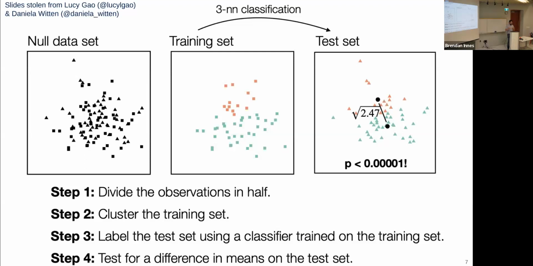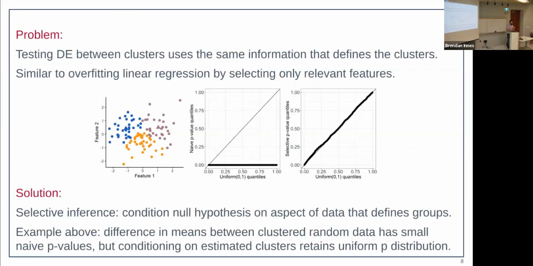We learn from the training set, we classify the test set so that we didn't do our clustering on the same set that we're doing the inference on, and still we have a p-value that encourages us to discard the null hypothesis, which is not true. So what's the problem here? The problem is that we're testing differential expression between clusters using the same information that we use to define the clusters. This is similar to overfitting linear regressions, by selecting only relevant features, and that's actually where we're going to borrow the solution from.